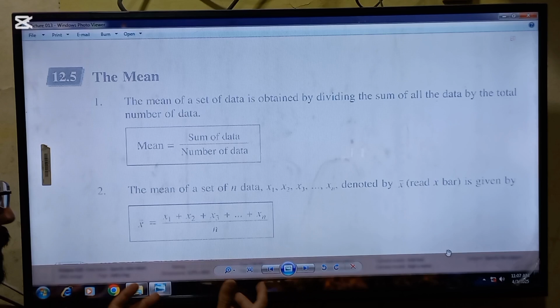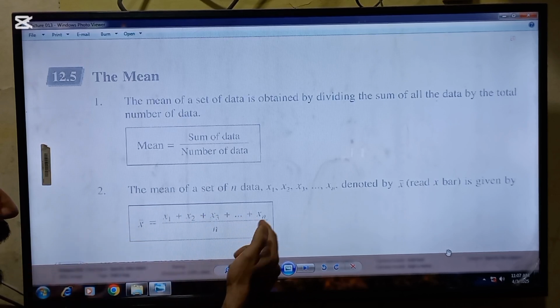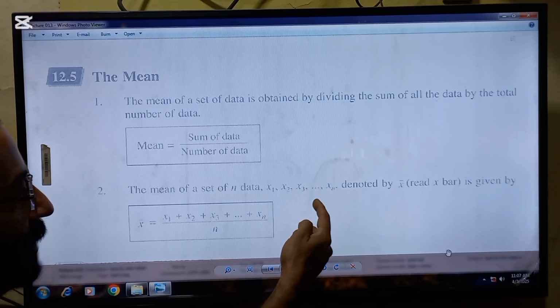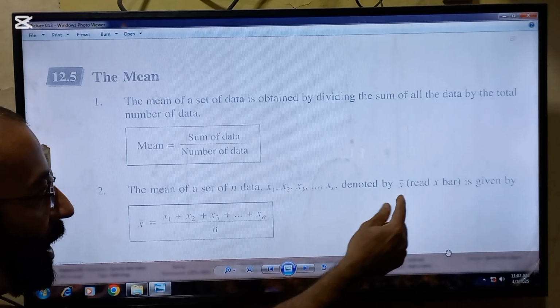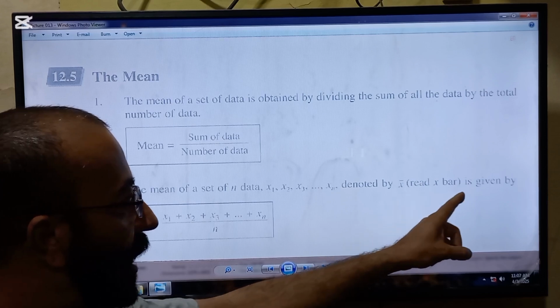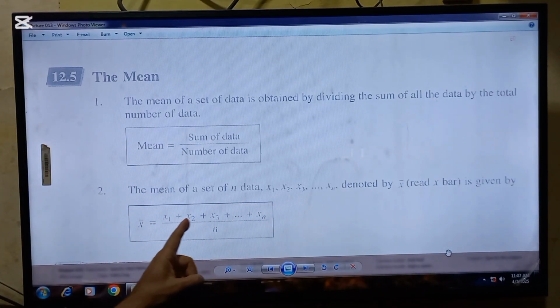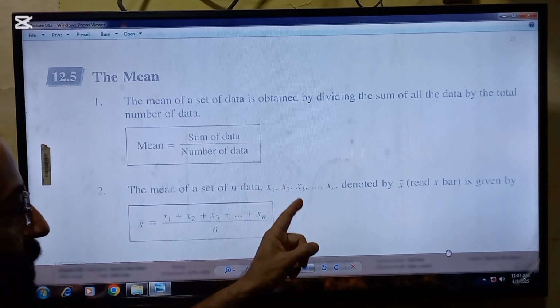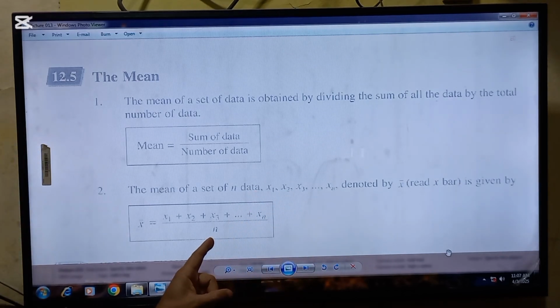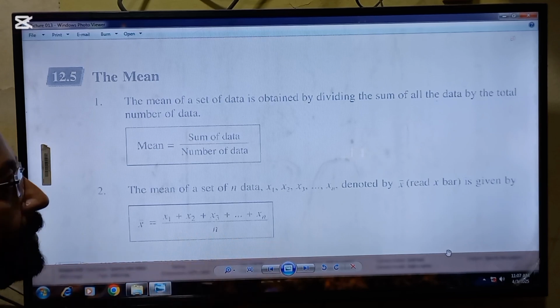And in arranged form, the formula is: the mean of the set of the n data, that is x1, x2, x3 up to xn, is denoted by x bar. So mean is denoted by x bar, and this is given by all the values added in the numerator and the number of the values put in the denominator, which is the formula of the mean.